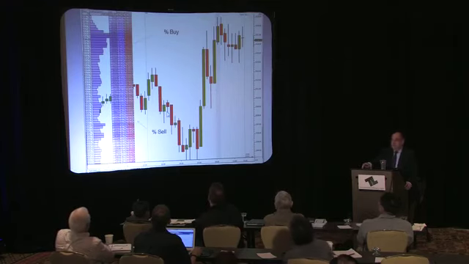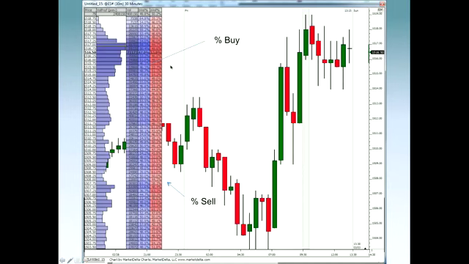Now, I'm even going to give you more valuable information. At each of those levels, I am going to identify for you, using that indicator, what percentage of those contracts was buying and what percentage was selling. So if we take a look at our price here, 15/17, 55.3% of that volume was buying and 44.7% was selling.